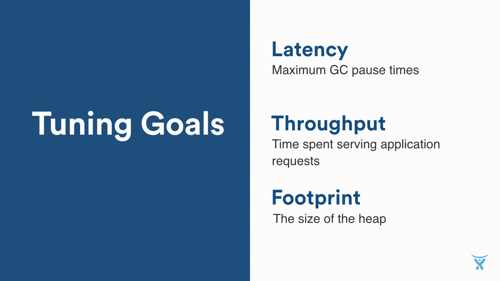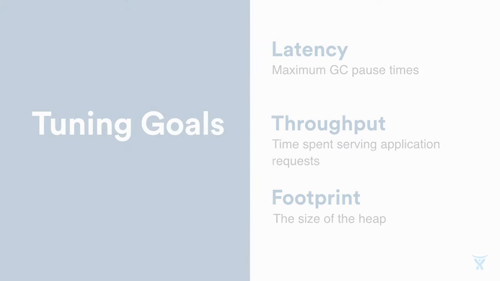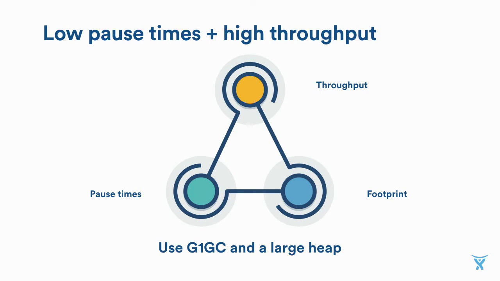You can't have short pause times, 99% throughput, and a really small heap unless you're not really using the application. So if you want low pause times and high throughput, you're going to have to sacrifice footprint. The best way to do this is to use G1GC and a large heap. So you'll have short pause times, lots of time spent serving requests, but you will need a larger heap to do it. You might have this goal if you're running a data center, where you can't afford long pauses that can mess with nodes communicating with each other, or if you want high availability and responsiveness.